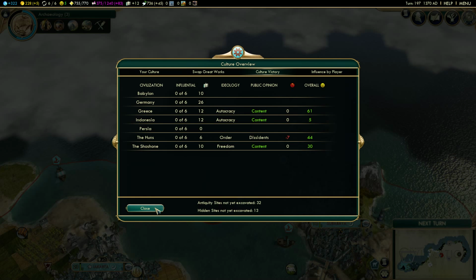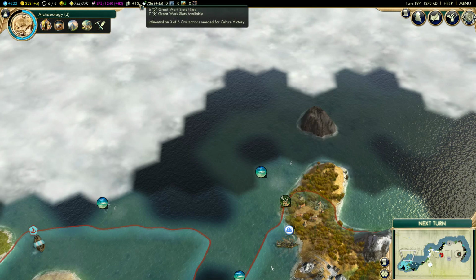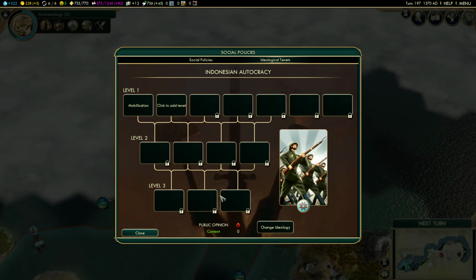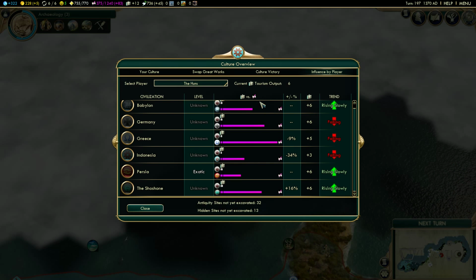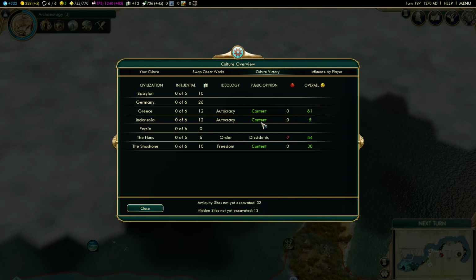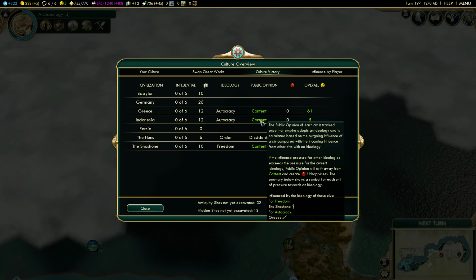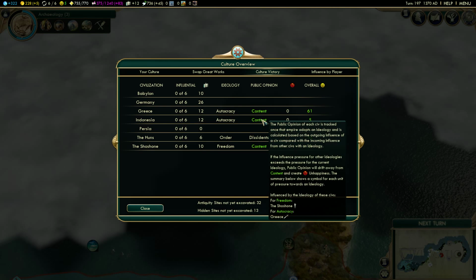Alright, on to phase 2. How do we prevent this unhappiness from taking over? Well, as you can see in this screen, if your public opinion is against you, you can change ideology. Which means that, of course, the torches you see here are going to change. Because if I were to switch to freedom, then the influence of the Shoshone would be positive and the influence of Greece would be negative, reverse from what it is now.